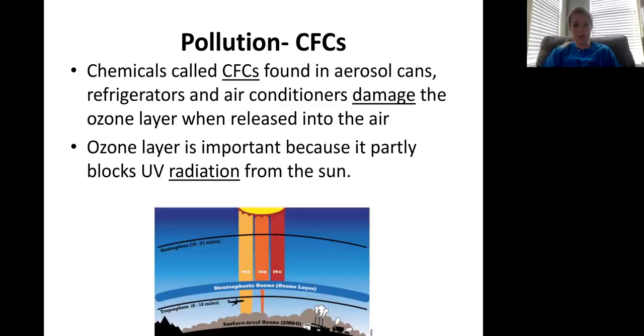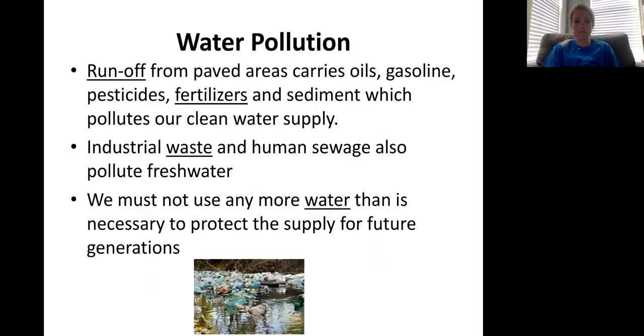I don't know about any of you, but I have pretty fair skin. I always look at the UV index before I go outside. If it's like a 10, that means the UV is just coming down, unless you wear some very heavy sunscreen, but eventually that'll wear off too. So it's important that we have this ozone layer because it's our protection from the sun.